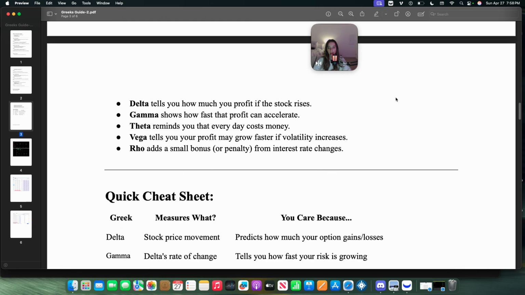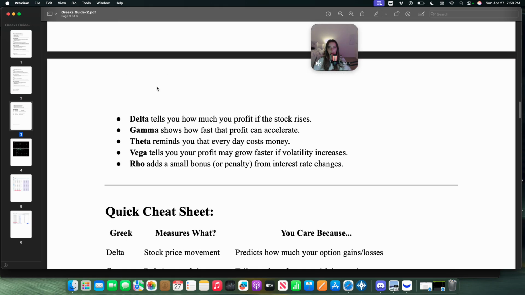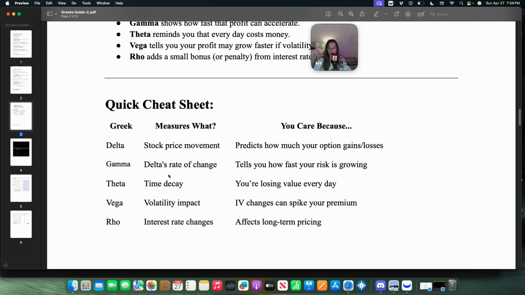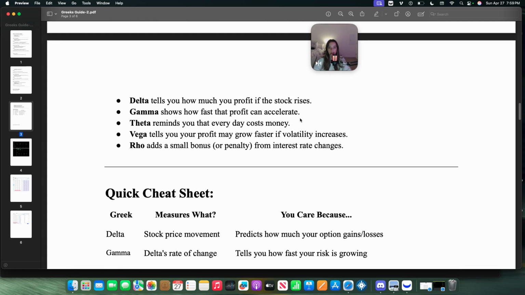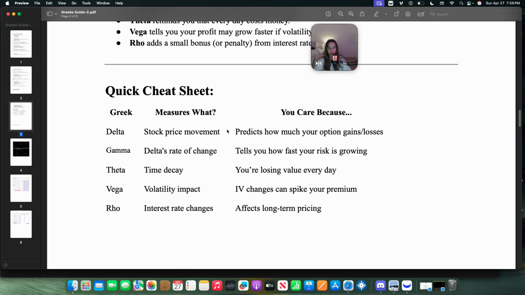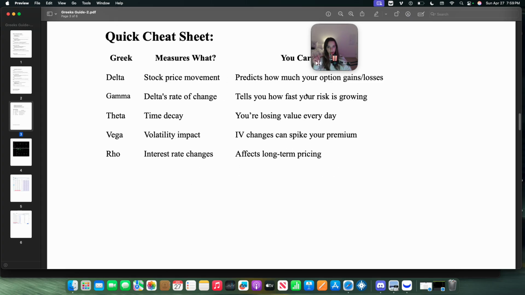So, how they all work together. Let's just give a quick guide. There's a cheat sheet right here. Delta tells you how much profit you make if the stock rises. Gamma shows you how fast that profit can accelerate. Theta reminds you that every day costs money and you have time decay on your contracts. Vega tells you your profit may grow faster if volatility increases. Rho adds a small bonus or penalty from interest rate changes. Cheat sheet. You could take a screenshot of this or something.